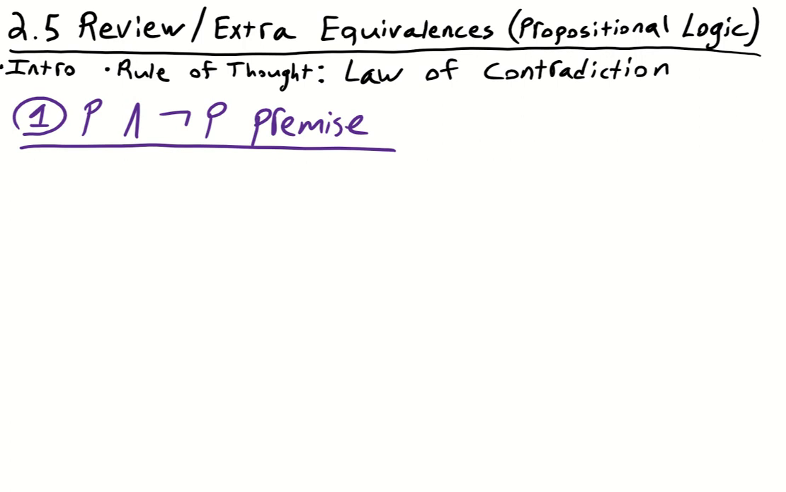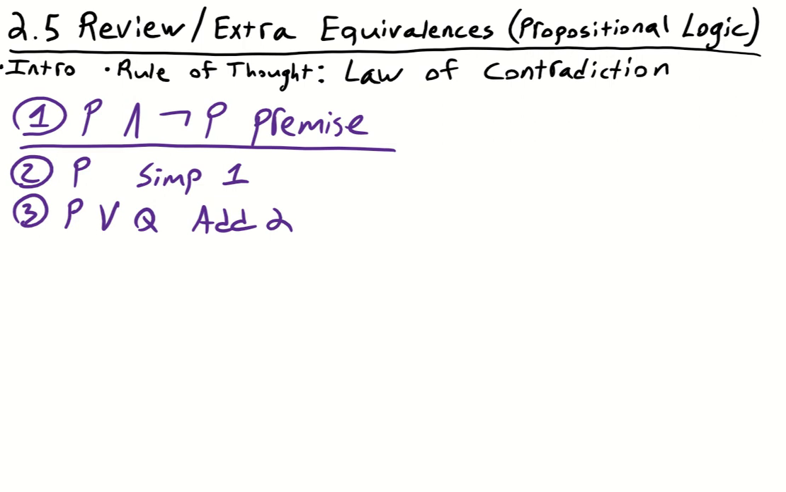It is a conjunction. This means we can engage in simplification. Thus, let's do that. For line 2, we can get P by the simplification of line 1. Now, given P, we can put it in a disjunctive relation with anything whatsoever through the law of addition. So for line 3, we can say P or Q by the addition law, line 2.